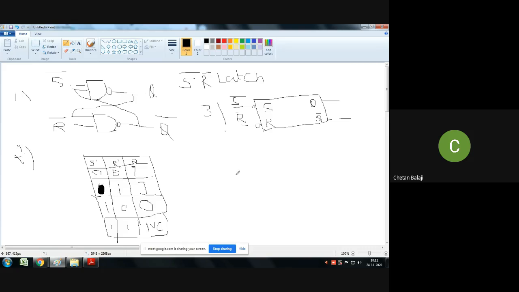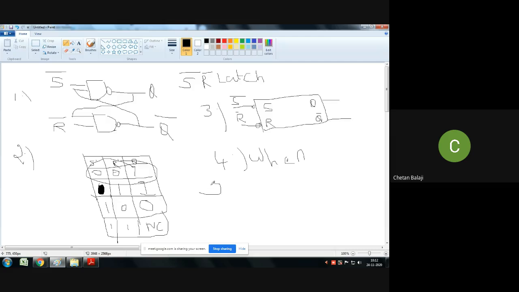Logic symbol. Okay, and the fourth one is explanation. Write the same thing, add when. Whatever you can see here, add the same thing. When S bar equals 0, R bar equals 0, output will have no change.